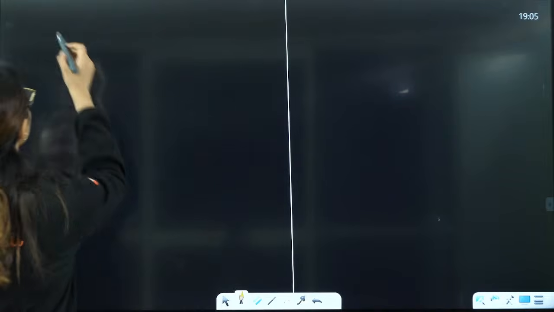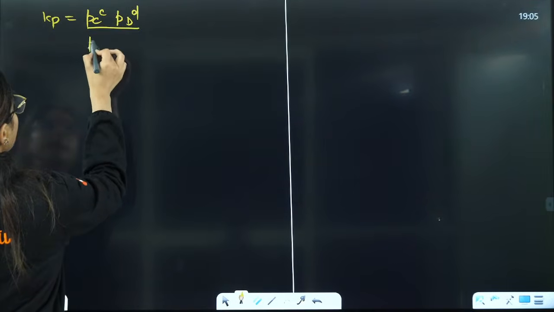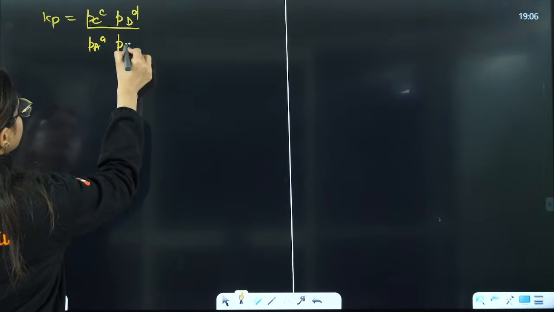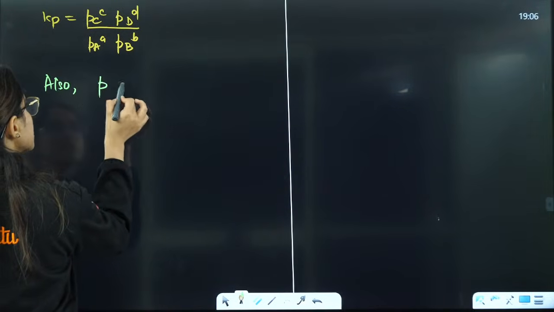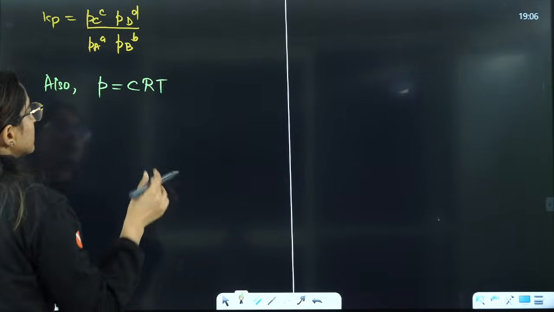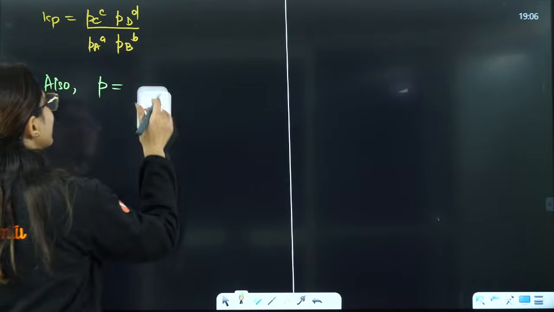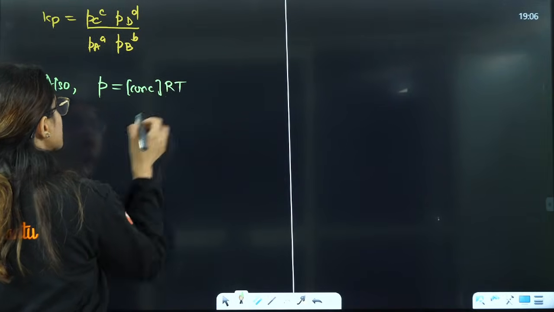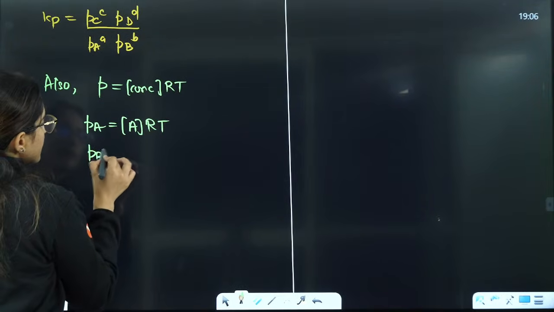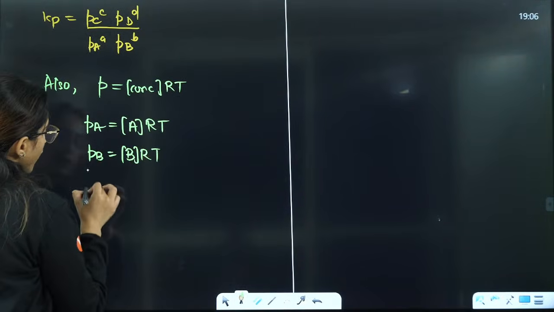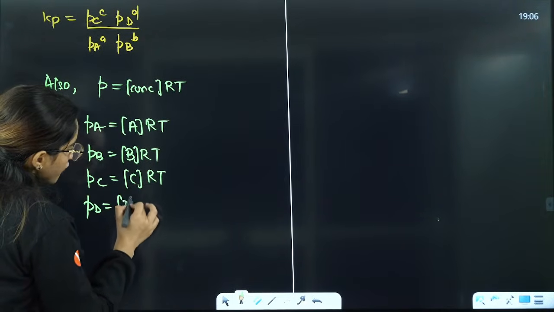See one thing here. If I write down Kp is equal to Pc raised to power c, Pd raised to power d, divided by Pa raised to power a, Pb raised to power b. Also, pressure is equal to concentration times RT. So concentration, I will write it as molarity, MRT. Or you can just write it like this, concentration RT. So you can write P of A is [A] RT, P of B is [B] RT, P of C is [C] RT. Here [C] means concentration. P of D is [D] RT.